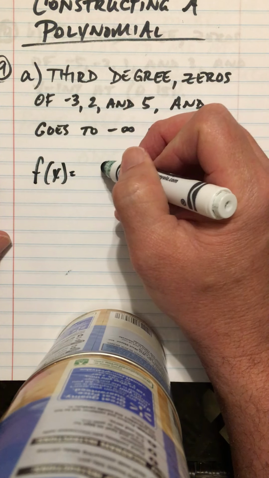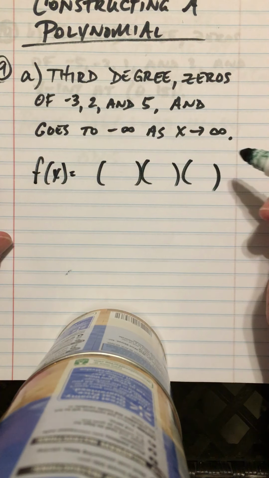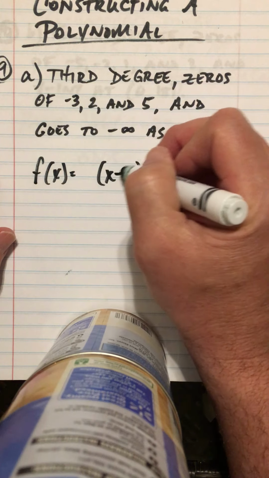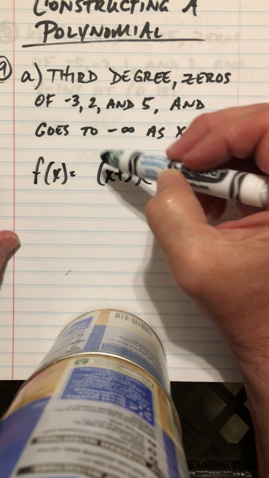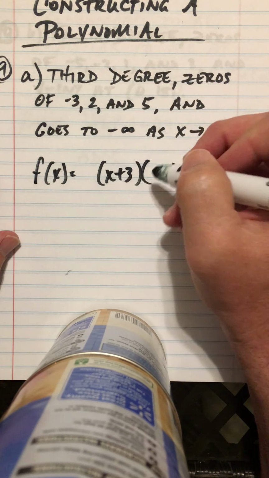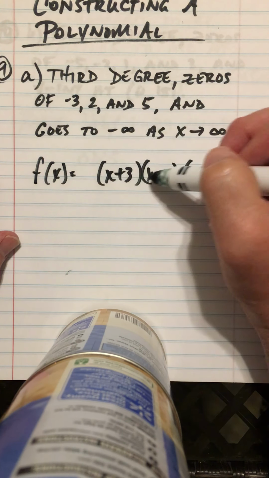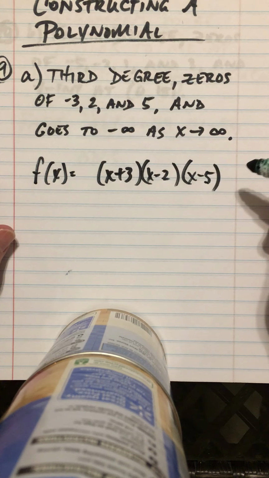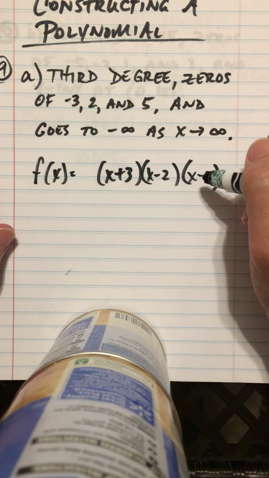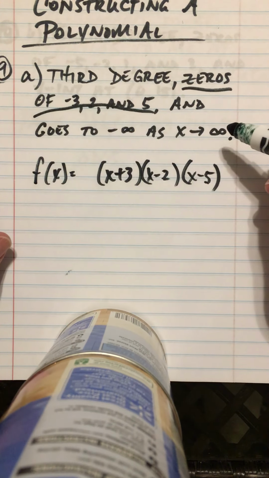I know that there is 3 roots because they gave them to me. They are x plus 3 because that's what -3 is the root of. That's going to be x minus 2 because if I plug in 2 there, that's a 0. And then the last one's going to be x minus 5. So there's my 3 roots. I've taken care of this part of it.